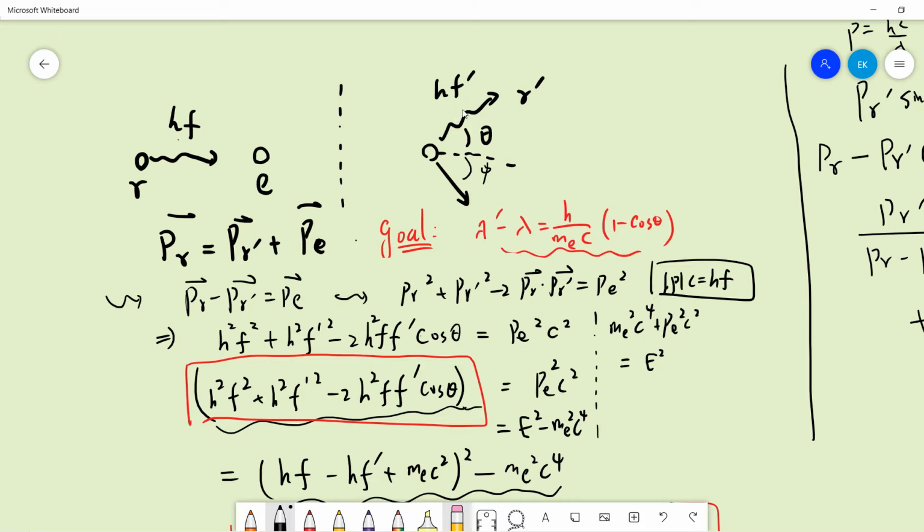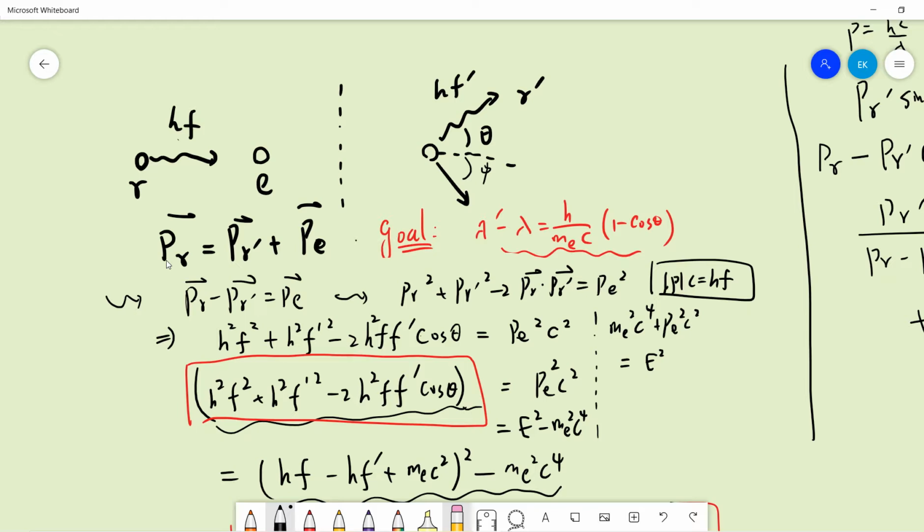And then we want to prove that the wavelength difference, lambda prime minus lambda, will be h divided by m_e c, where m_e is the electron mass and c is the speed of light, times 1 minus cosine theta. Okay. So now let's go to the proof.